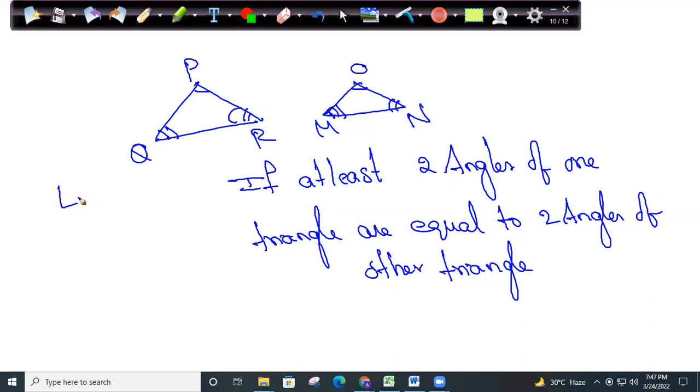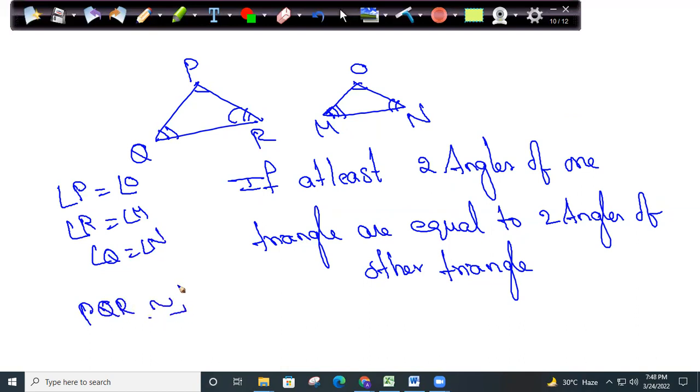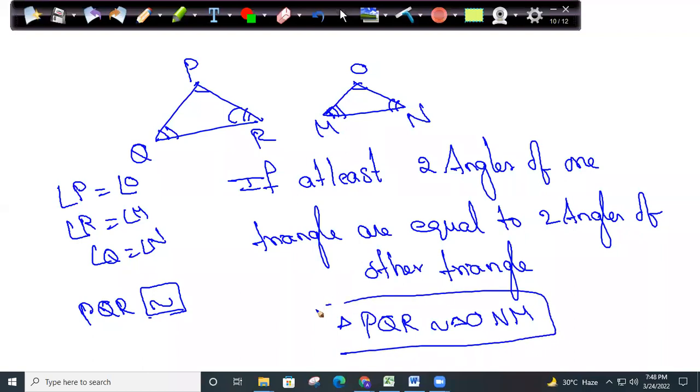So in this figure, angle P is equal to angle O, angle R is equal to angle M, angle Q is equal to angle N. So I can say triangle PQR is similar to, this is the symbol for similar, not the outside box, just this, triangle ONM, where P is same as O, Q is same as N, R is same as M. So triangle PQR and triangle ONM are similar. Okay, so these two are similar triangles.